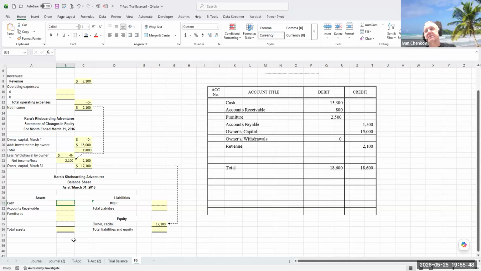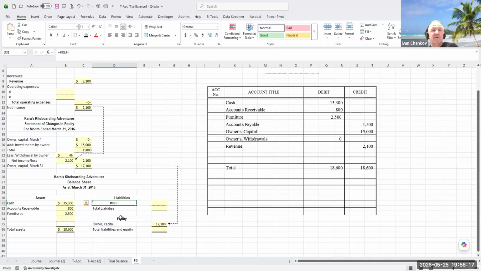Now, what else does the business have? The business has cash of $15,300. The business has accounts receivable of 800 to collect from the clients, and the business has furniture for $2,500. So the total assets the business has are $18,600.